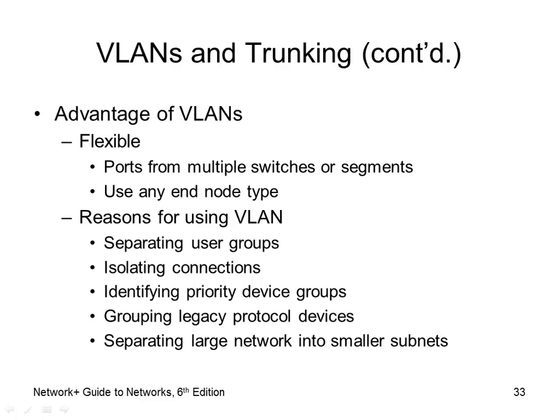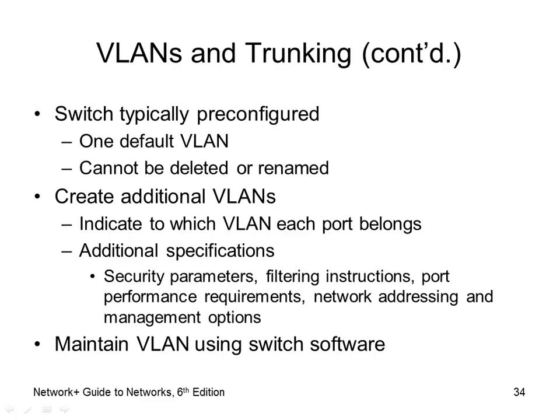So VLANs are flexible. You can use ports from multiple switches or segments. Reasons for VLANs are to separate user groups and to isolate connections. You can use priority device groups. That means if you've got VoIP on your network, you can make a VLAN and put all of your VoIP phones in it, and you can give that priority on the network over the other stuff. They also can group what are called legacy protocol devices. That means if you've got some devices that are running an old insecure protocol you need for some reason, but you want to isolate from everybody else on your network, you can do that. And they separate large networks into smaller subnets.